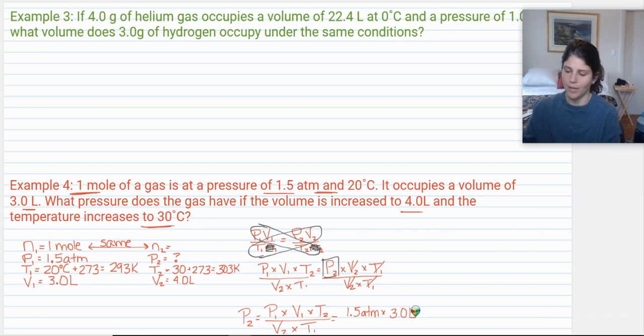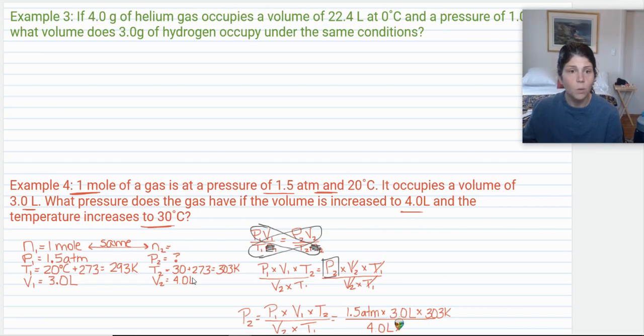This is why it's so handy to write down the variables, because if you didn't, then you're trying to read the problem for them. Plus T2. T2 is 303. Plus, you're much more likely to forget your conversion, for example, to Kelvin in this case. All of the temperatures have to be in Kelvin, and I did that off to the side over here when I was writing down my variables. If you don't write down your variables, then you have to remember to convert them as you go, and that's complicated. Okay, V2 was 4.0 liters.